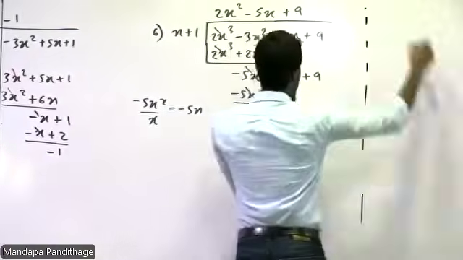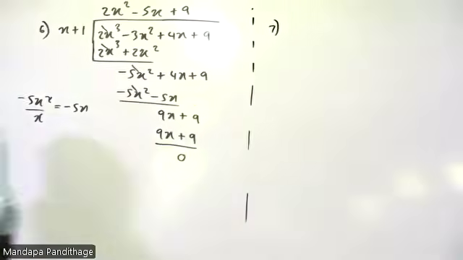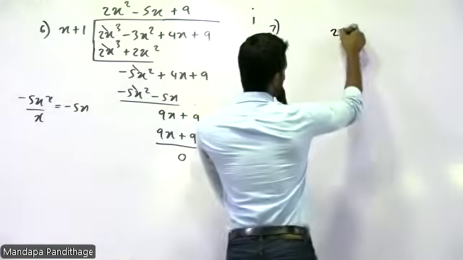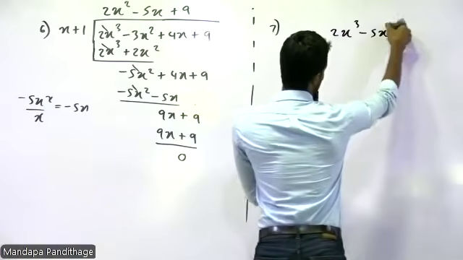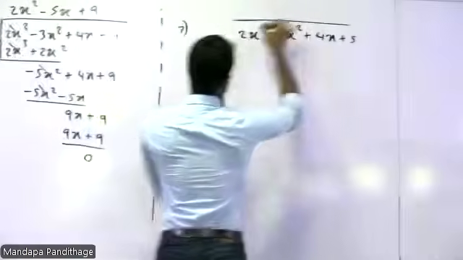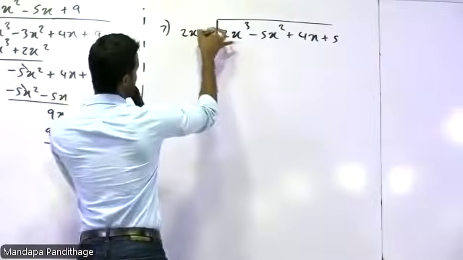The next question, question number 7. So what is the question? Look carefully. It's 2, minus 5, 4, 5. Okay, so it's 2x cubed minus 5x squared plus 4x plus 5. And we have to divide this by 2x minus 1.